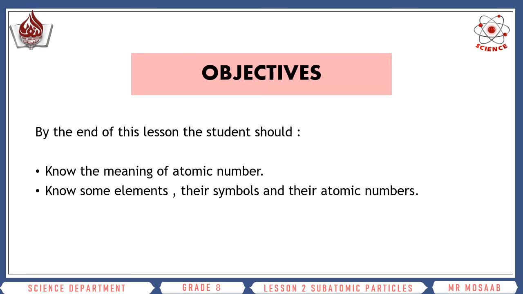Now, our objective today is to know the meaning of atomic number. What is meant by atomic number? What is the meaning of atomic number? And also know that for any element, we write it with a symbol for this element and the atomic number for each element. So our objective today is to know the meaning of atomic number and the symbols for each element.